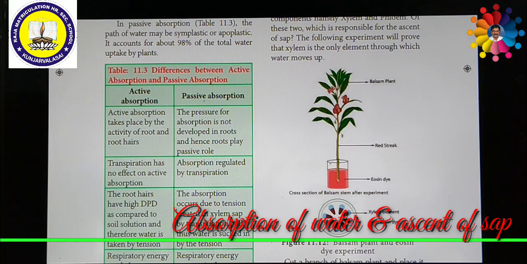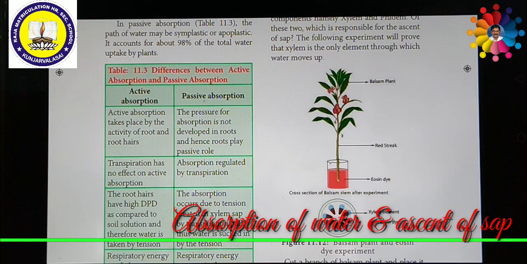The unbroken water column from the leaf to root is just like a rope. How? If you are pulling a rope from the base, it does not easily come out. Similarly, if the rope is pulled from the top, the entire rope will move upward. Similarly, in plants, such a pull is generated by the process of transpiration, which is known as transpiration pull.